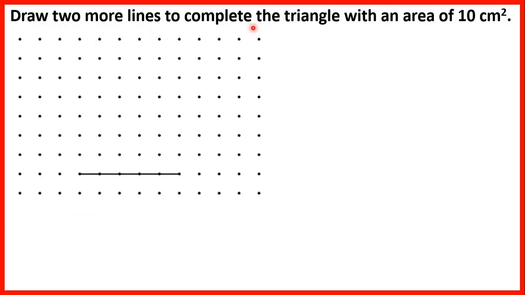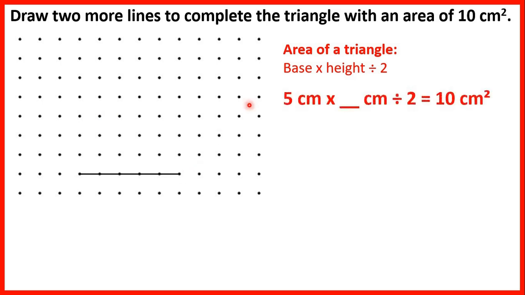Draw 2 more lines to complete the triangle with an area of 10 centimetres squared. So the area of a shape is the amount of space that it takes up, and we can calculate the area of a triangle by multiplying the base by the height and then dividing by 2. So we can see that these dots are 1 centimetre apart, so the base is 5 centimetres in length. So we need to think 5 centimetres times whatever the height is divided by 2 must be 10, because the area needs to be 10 centimetres squared.